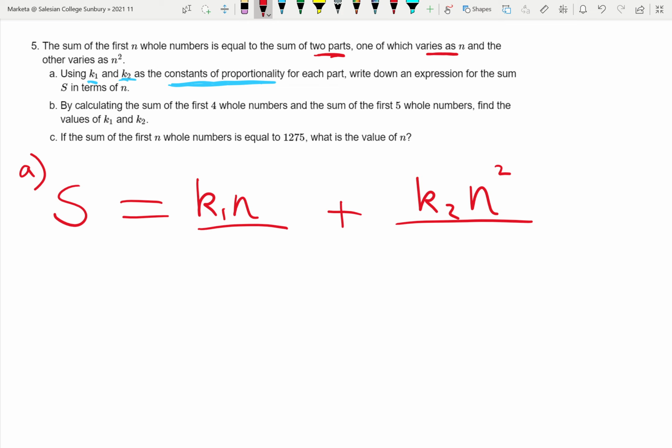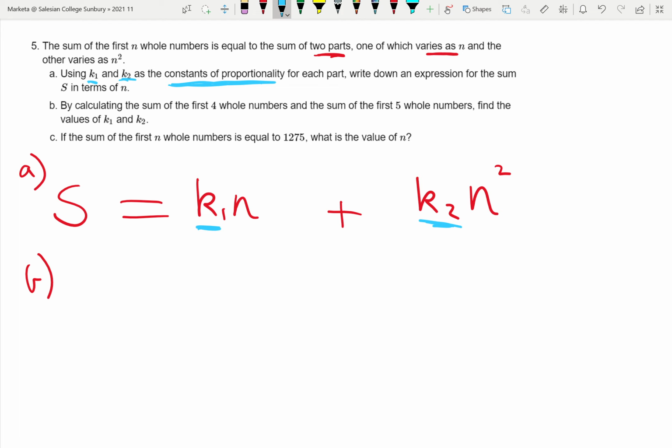Now, by calculating the sum of the first 4 whole numbers and the sum of the first 5 whole numbers, find the values of K1 and K2. In our formula at the moment, we have 2 unknowns that we need to solve for, K1 and K2, so that our formula will just have an S and an n in it. They've given us information on how we can go about finding those values.